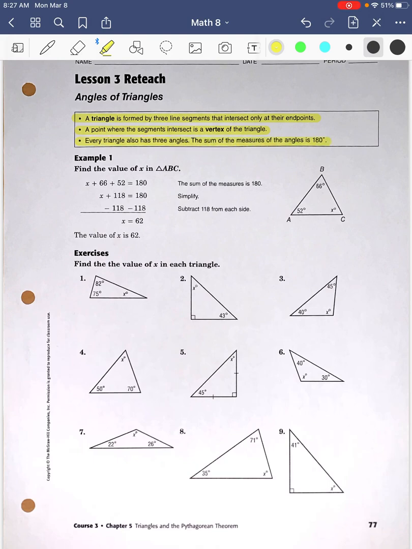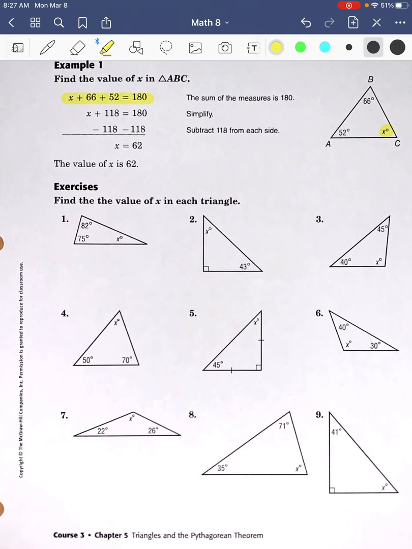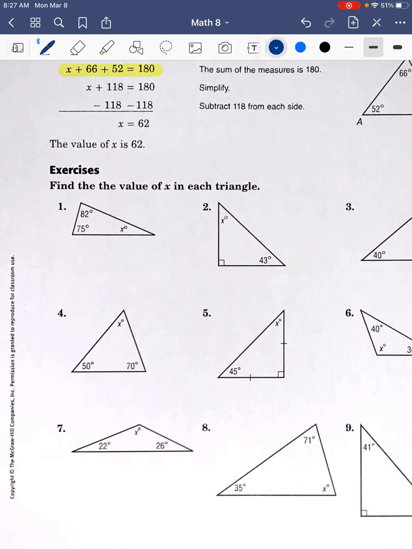Up top is an example of how we are going to solve for the angles in the triangle that we're missing. So we're always going to be solving for a missing angle right here, and what we're going to do is set up an equation for ourselves and solve. So we're not going to do all of these examples below in the exercises. We're just going to do a few of them to get you familiar, but this is a pretty easy topic, and I love this topic.